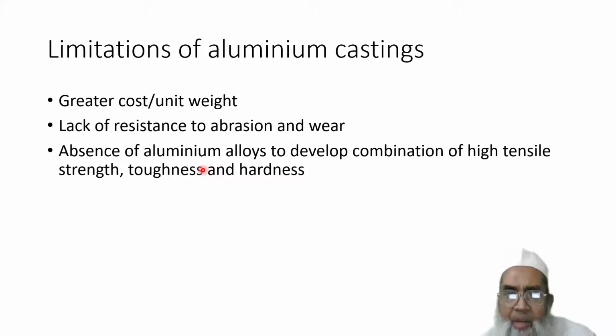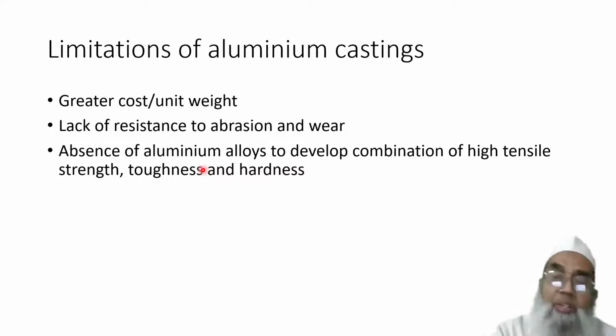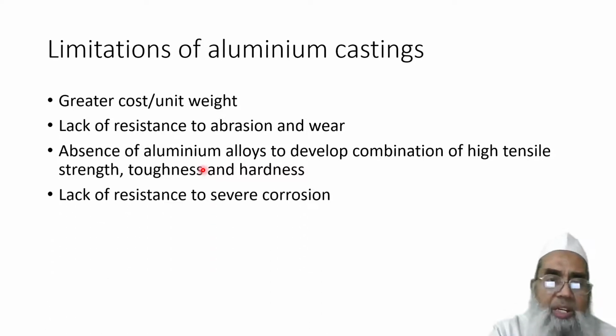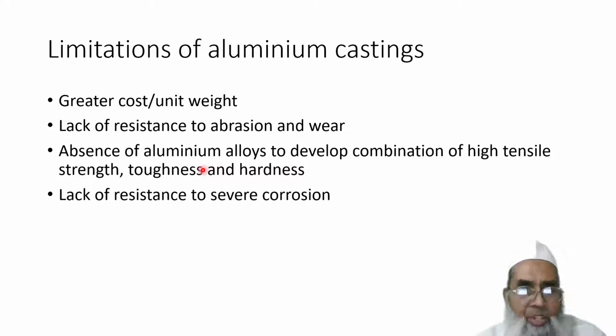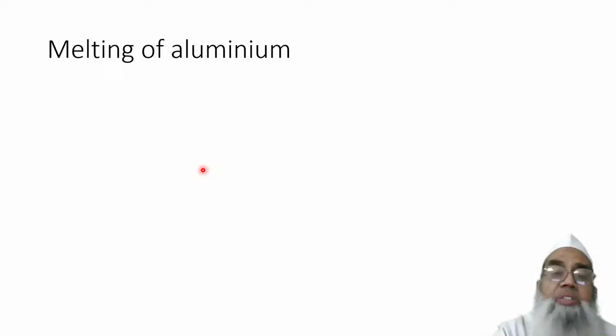If we want to enhance tensile strength, toughness and hardness together, that combination is not possible, even by alloying. There are certain limitations beyond which we can't go, and that limits its application. There is also a lack of resistance to severe corrosion; if the environment is severely corrosive, then it lacks resistance.